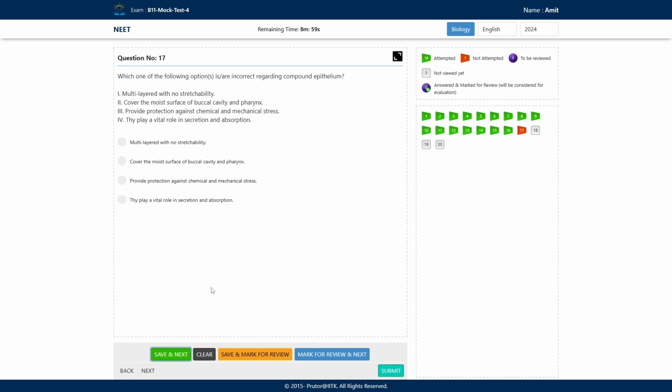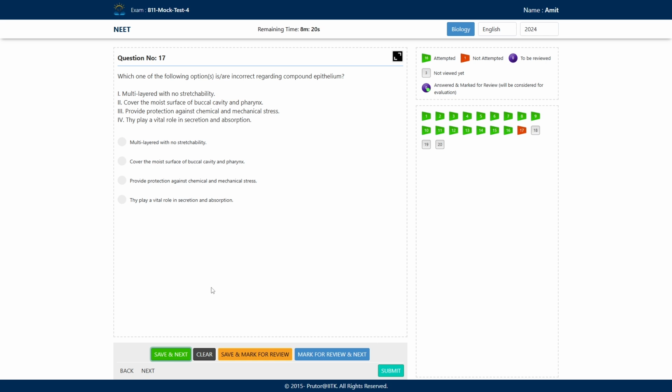Which one of the following options is correct regarding the compound epithelium? First, multi-layered with no stretchability. Second, cover the moist surface of buccal cavity and pharynx. Third, provide protection against chemical and mechanical stress. And fourth, they play a vital role in secretion and absorption. What is the function of compound epithelium?